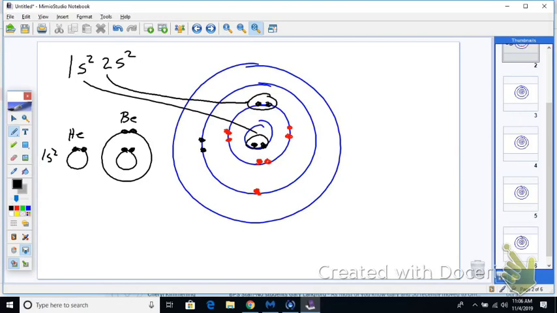These next 3 are in what sublevel? P. Okay, those are in the P and they're full, but what level are they in? 2. 2p6. Any questions with that?